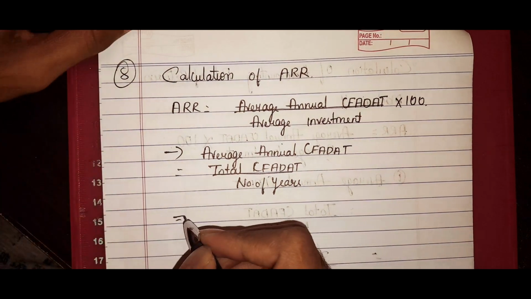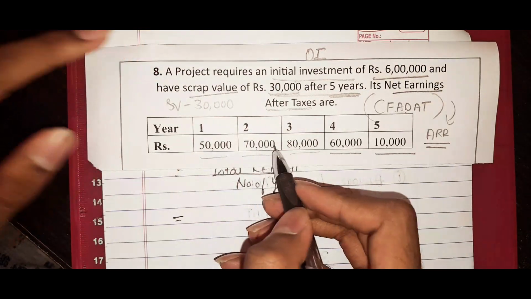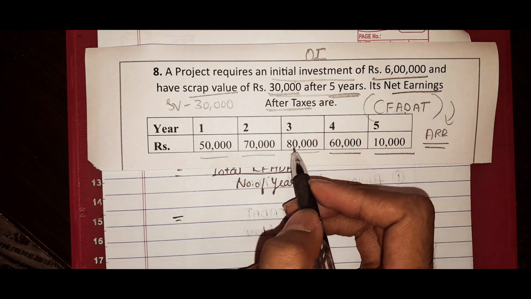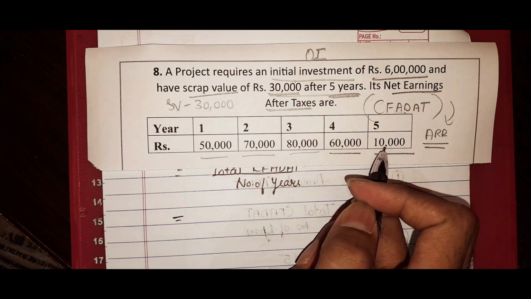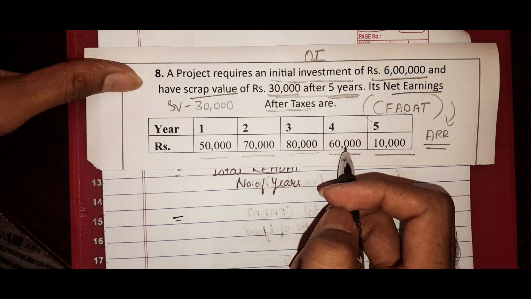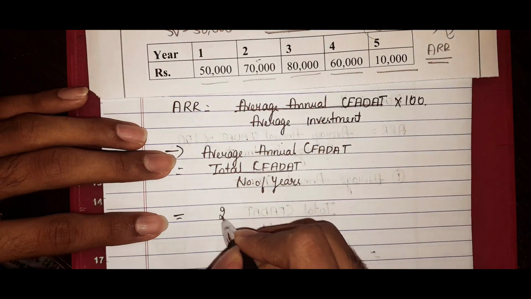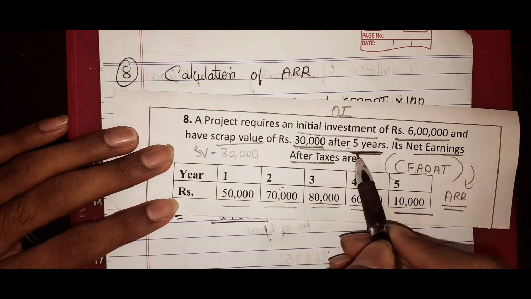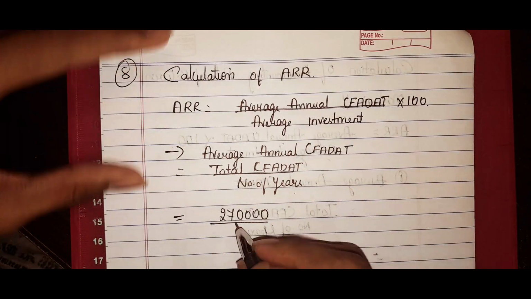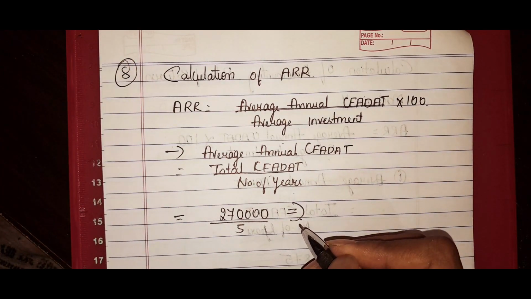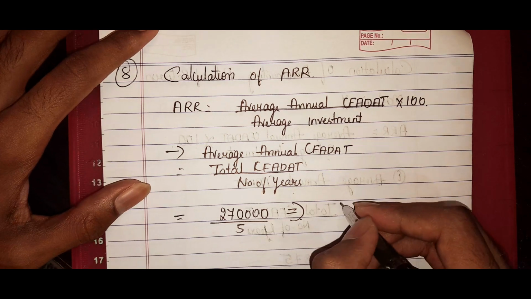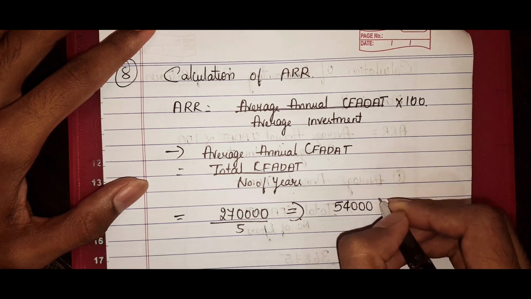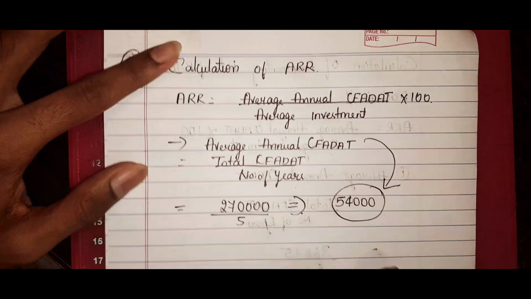Now, for getting total CFADAT, add all these: 50,000 plus 70,000 plus 80,000 plus 60,000 plus 10,000. When you add everything, we get 2,70,000. So I will write here 2,70,000 divided by the life they have given in the question, which is 5 years. So the number of years is 5. 2,70,000 divided by 5 will be 54,000. So this is the average annual CFADAT.